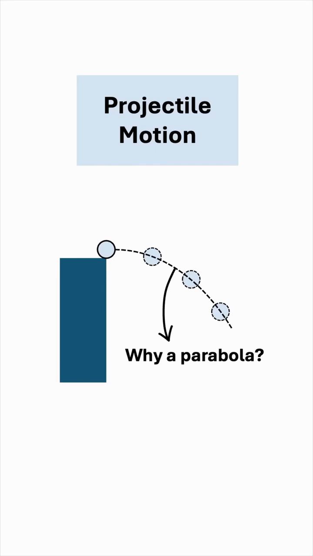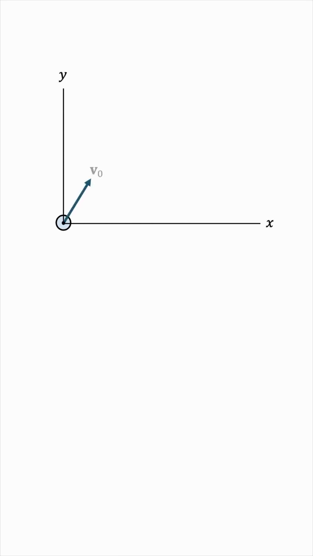We know that projectile motion is parabolic, but where does this come from? Let's prove it. We'll take the object to be at the origin of the xy plane, launched with an initial velocity v0 at an angle theta to the horizontal. We can resolve this initial velocity into a horizontal component and a vertical component.